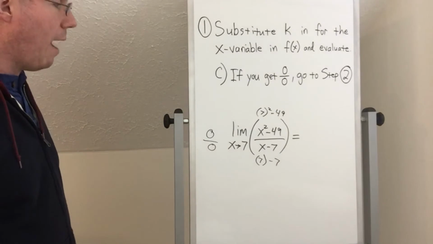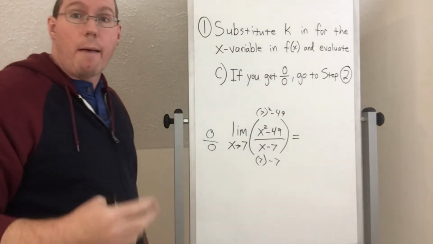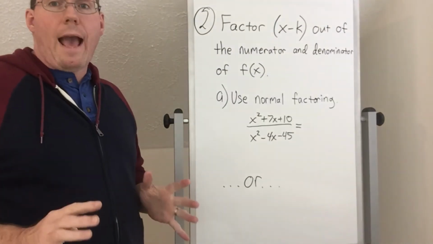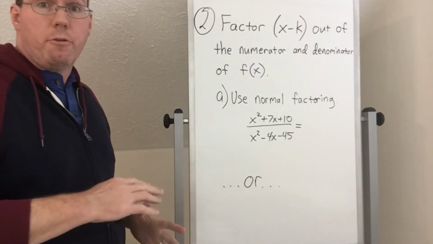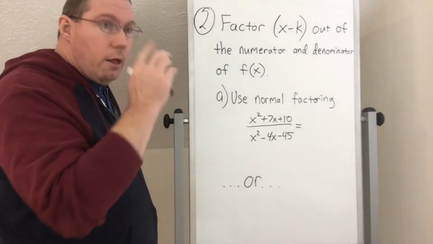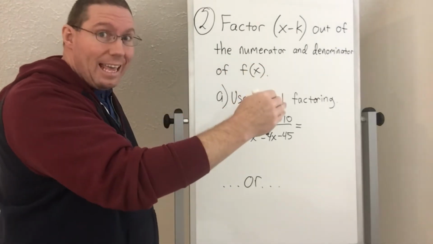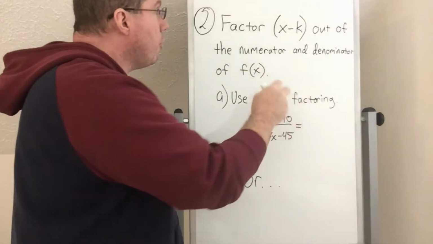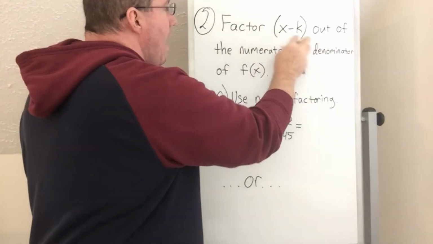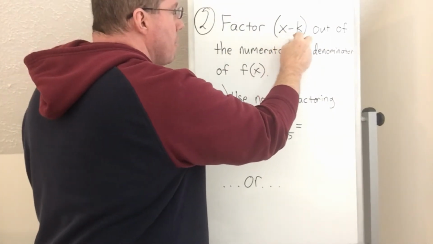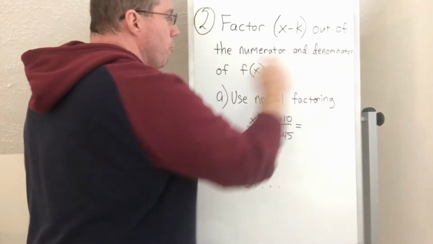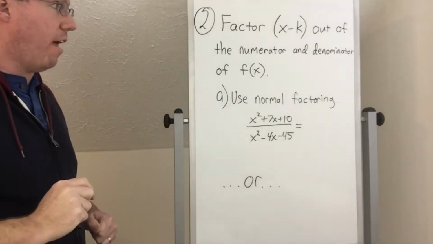All right, so what we're going to do now is move on to step 2. Here's step 2. Look at f of x, your function that you plugged k into. k is a value. And what you're going to do is factor the binomial x minus k out of the numerator and the denominator of f of x.